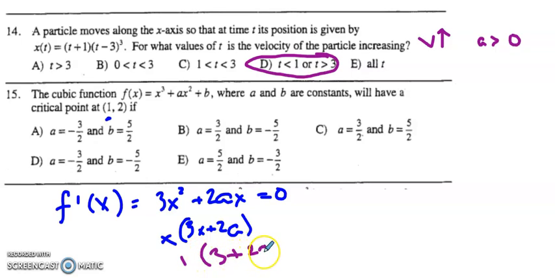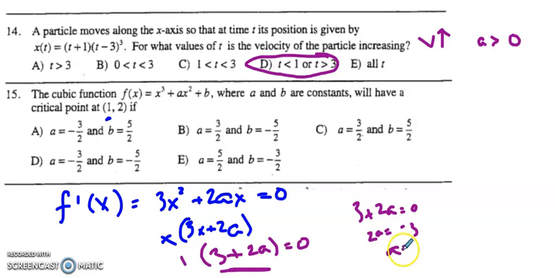1 times 3 plus 2a. Well, in order for this to equal 0, I need this factor here to equal 0. So that means that 3 plus 2a equals 0. So 2a equals negative 3, and a equals negative 3 halves. And so I know it's not this, and it's not this. So I'm either at A or D.